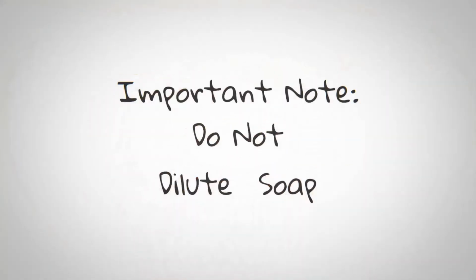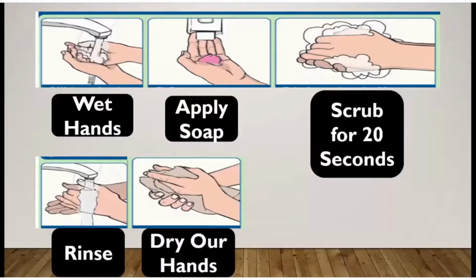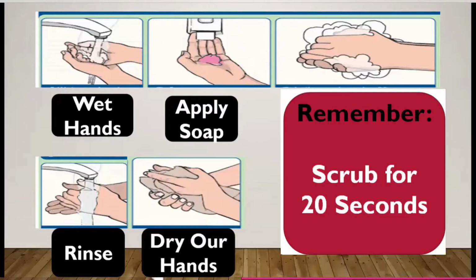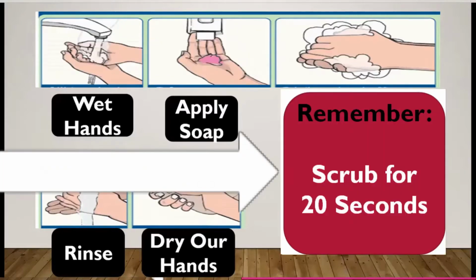Important note: do not dilute soap. In the third step, when we rub or scrub our hands, we should not wet the hands again because it alters the chemical composition of soap and does not deliver the result we want, which is to destroy microorganisms. We scrub our hands for 20 seconds and then rinse. Remember, scrub for 20 seconds.